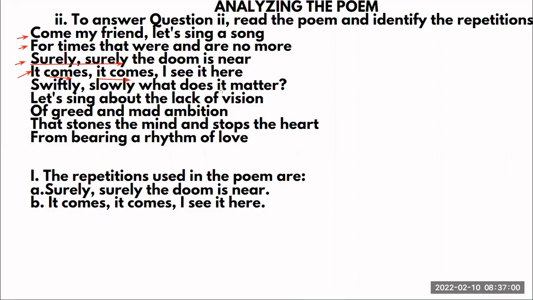Swiftly, slowly, what does it matter? No repetition. Let's sing about the lack of vision. Gives us a repetition of let's sing. You can see in the first stanza, we have let's sing. Let's sing is repeated here. All right. So repetition actually emphasizes an aspect of a work of art.